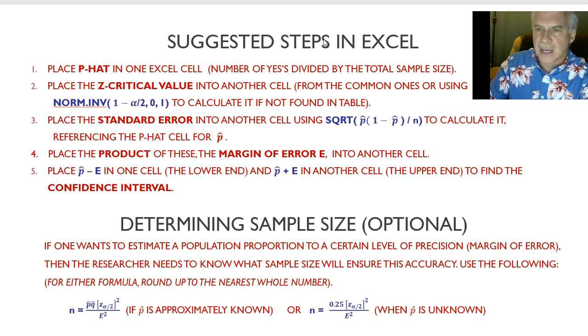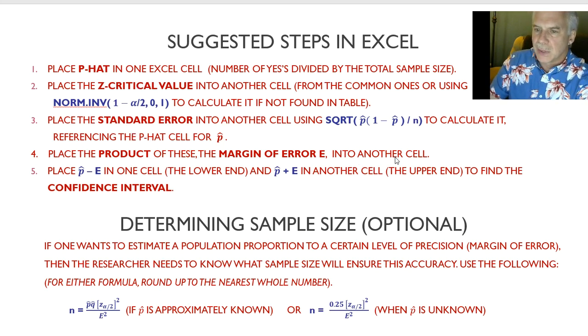So the suggested steps in Excel are basically what I just did. Step 1, place p hat in Excel, number of yeses divided by the total. 2, place the critical value into another cell from the common ones, or you could use the norm.inv command. 3, place the standard error into another cell using the square root of p hat times 1 minus p hat divided by n formula. And then 4th, place the product of these two things to be the margin of error, the product of the critical value and the standard error.